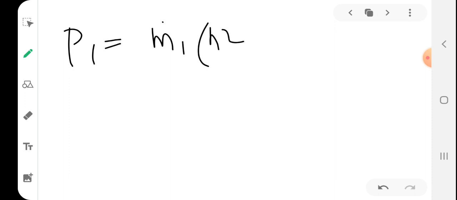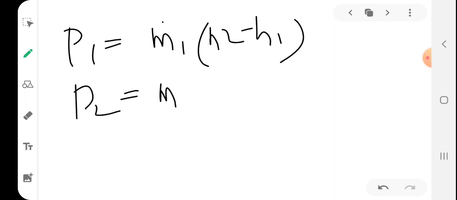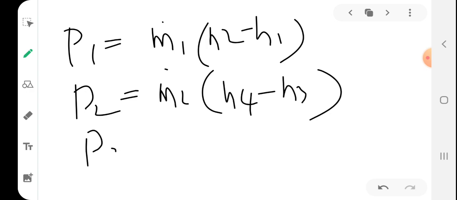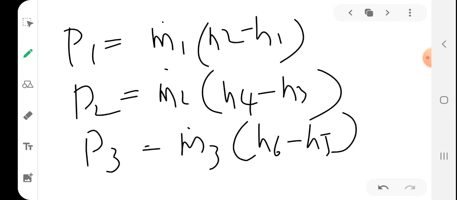So how to calculate the power and all? The power required for the first compressor, P1, is m1 dot into H2 minus H1. P2 will be m2 dot into H4 minus H3. Similarly, P3 will be m3 dot into H6 minus H5.